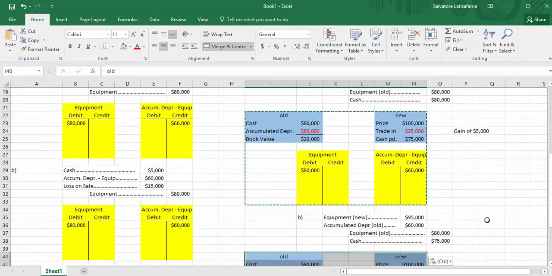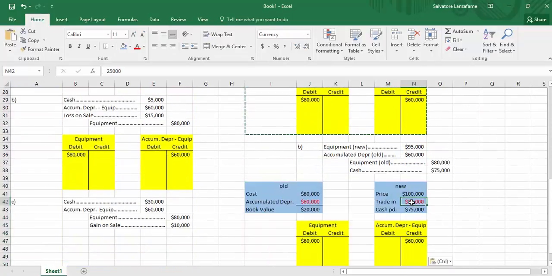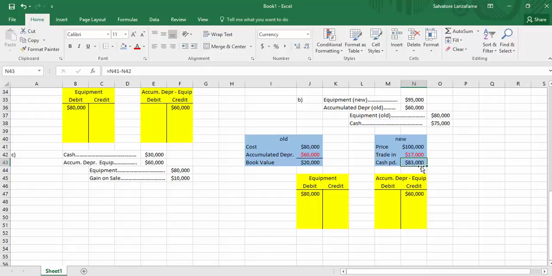So in scenario number 3, we said the trade amount is going to be $17,000. So that means we've got to come up with $83,000 in cash. That's the most cash we've had to come up with so far. So let's go ahead and do the journal entry. Now, in order to do the journal entry properly, we've got to know, is this 17, or excuse me, in this case, $3,000 loss, let's write that down.